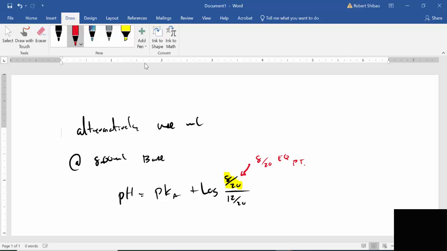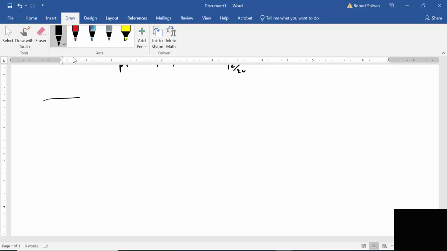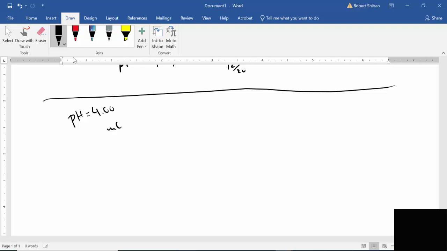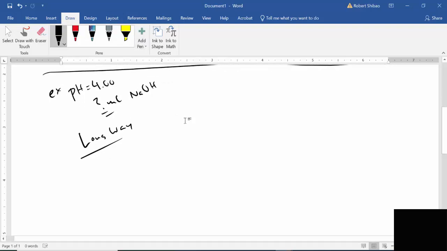Now, what we're going to do is, I don't want these odd numbered buffers. I want a buffer that's pH 4. And so this is the second type of calculation we're going to do. We're going to do it the long way and the short way. So the question is, if we want a pH equal to 4.00, how many milliliters of sodium hydroxide will be required to hit that pH? And if we do it the long way, then we're going to use the ice table to do this. But when we do the ice table, we're going to kind of work backwards.